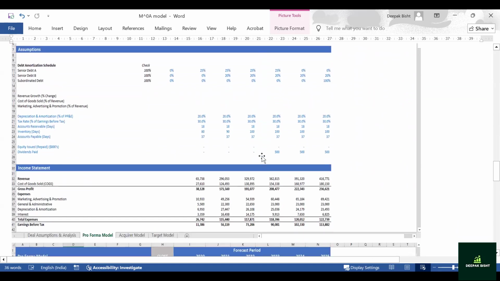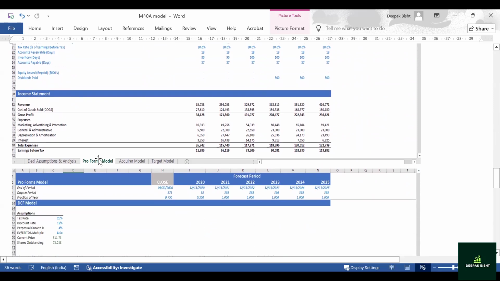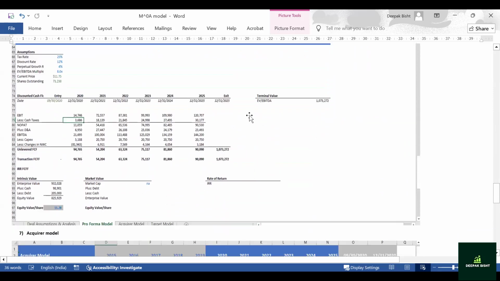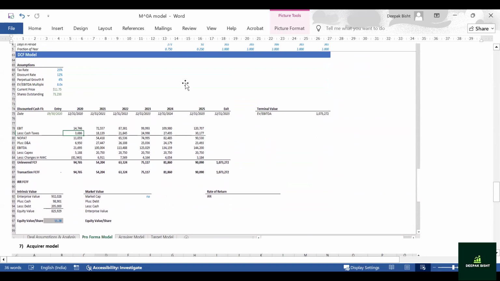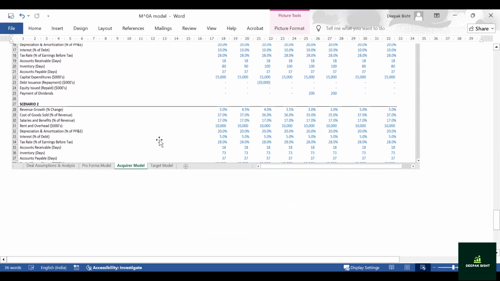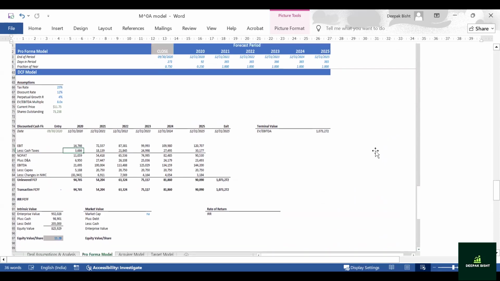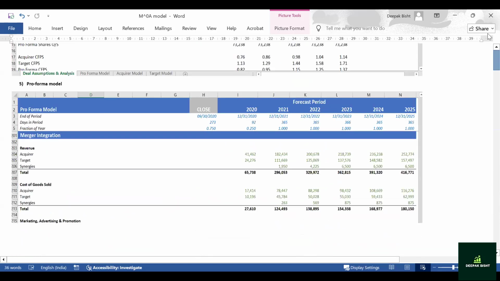We have taken into consideration everything: debt, income statement, balance sheet, cash flow. We have also done a pro forma DCF valuation, and on the basis of that, after both the entities are merged, we have calculated the stock price. So this should be the stock price, and if the stock price goes above this, our merger and acquisition will be successful. So this is how a merger and acquisition model looks like.